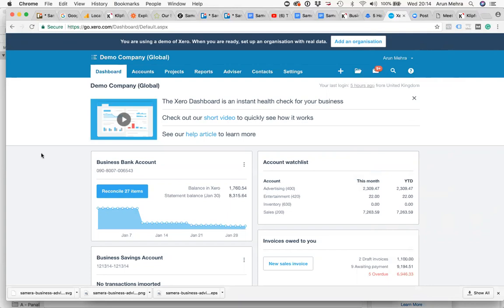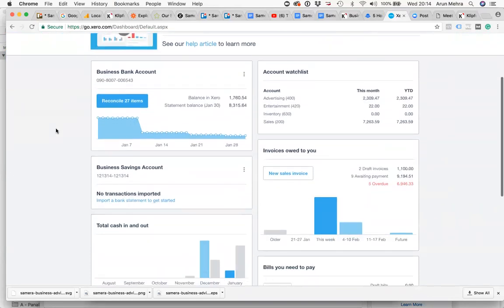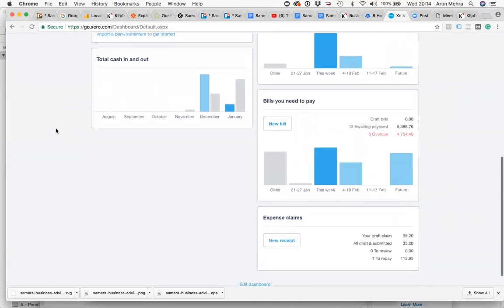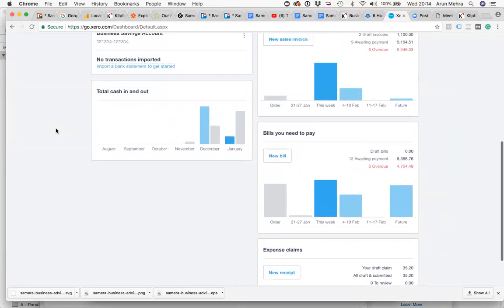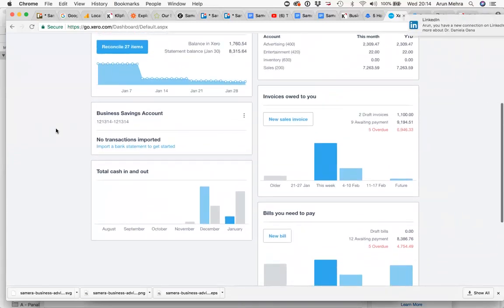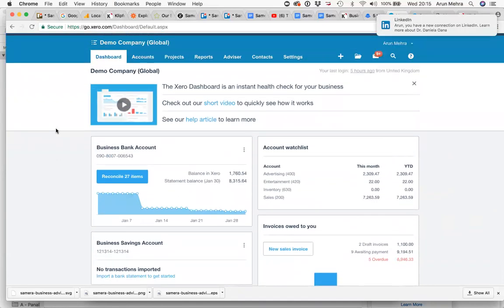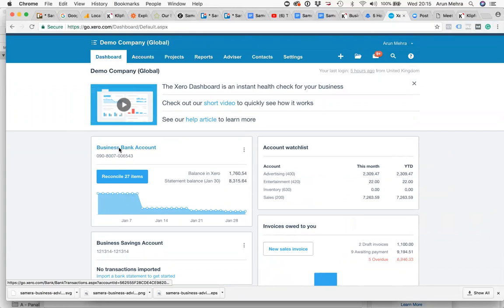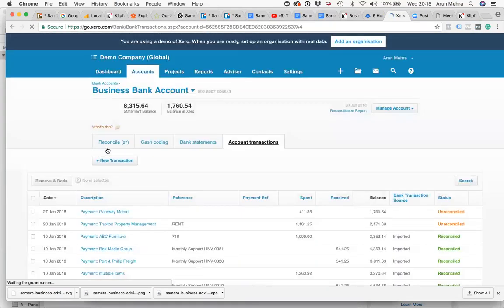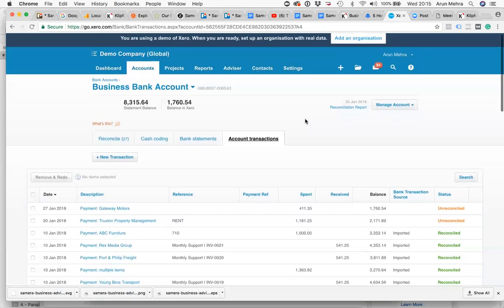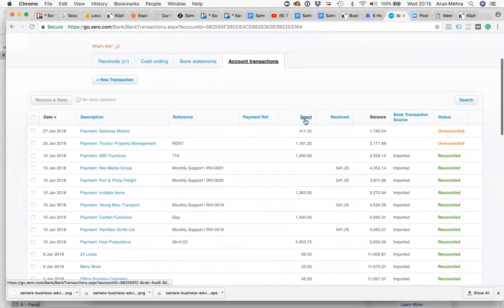It can really help you understand your business. So this is the dashboard, and this isn't a dental practice, because we don't have a dummy dental practice on here, but it shows you in summary a snapshot of how you are actually doing. So here you've got a business bank account. Now the beauty of Xero is that the bank account is linked directly to your bank.